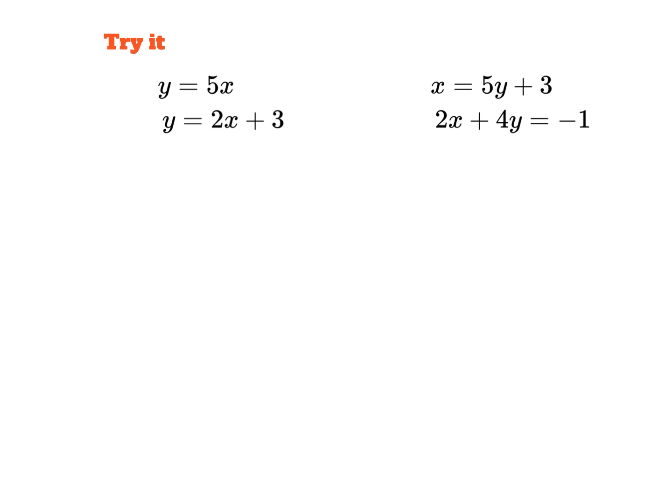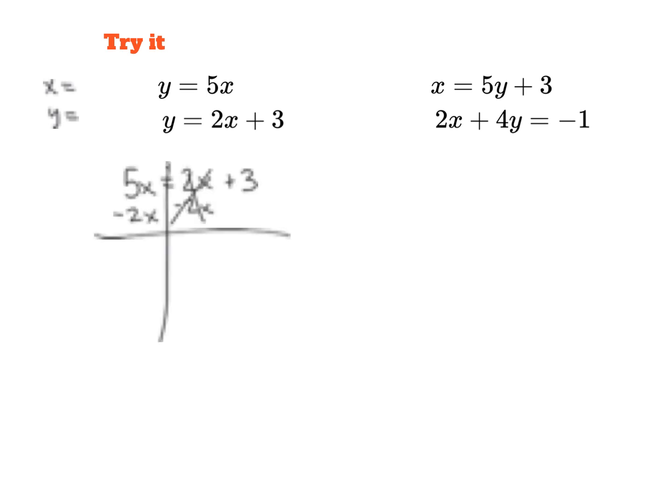All right, here we go. So for my first one, I know I'm solving for x equals and y equals. Well, y is equal to 5x. I know that I can substitute in 5x in my second equation for y. So this is going to be 5x is equal to 2x plus 3. Well, I've got x's on both sides of my equation. So to combine them, I'm just going to subtract this one over because that's going to help me get rid of it. Okay, these cancel.